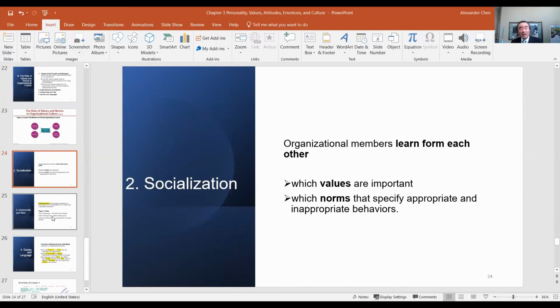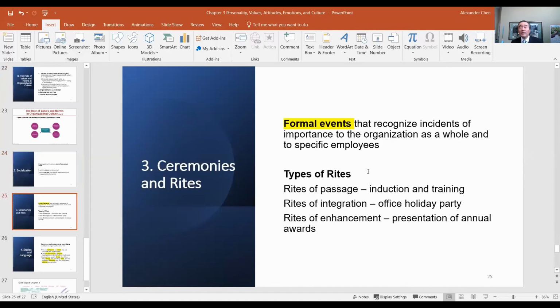Okay. And the third one is an important one. As a manager, you have to know there are a lot of events you can do. Event, or we call it ceremony and rite. That's going to enhance the corporate culture. For instance, three types of rites.